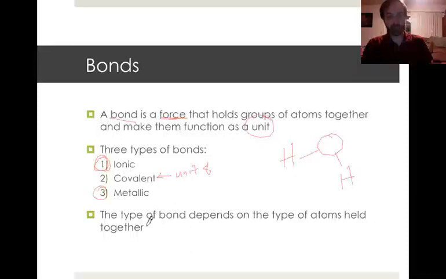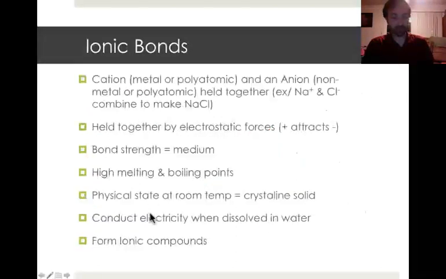Now, what we'll find as we finish up unit 8 is that after talking about all three types of bonds, the type of bond that you use in a particular compound really depends on the type of atoms that are held together. So just with ionics, for instance, today, you'll find out that specific types of atoms have to come together in order to form an ionic bond. So it's all about the type of the atom.